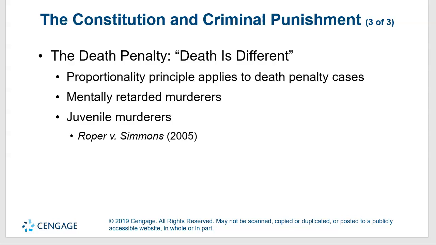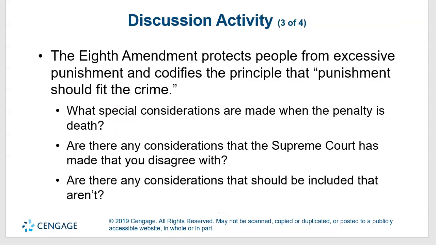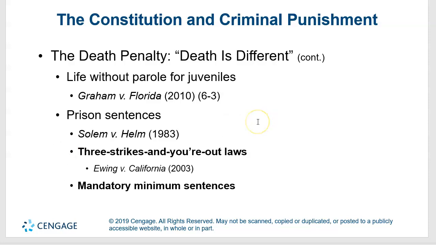This idea of death is different also reduces who is eligible for execution. So those who are incompetent, those who are insane, those who are juveniles, and those who have an intellectual disability. Please excuse this poor wording. This is the terminology the Supreme Court uses, but a more appropriate terminology is intellectually disabled. Okay. Now, continuing on, under this idea of death is different, we also do not sentence juveniles to life in prison without possibility of parole. Now, does that mean every juvenile is going to be paroled? No, but it means that the possibility of parole must always be on the table.